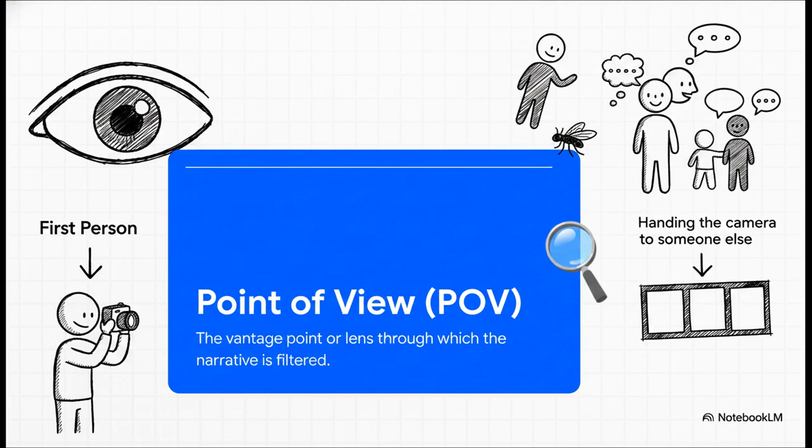You can be limited to just one character's mind, you can be totally omniscient like a god looking down, or you can be entirely objective and dramatic, just reporting what people say and do. Hemingway famously used the subjective POV in his short story Hills Like White Elephants, acting almost like a fly on the wall. Pro tip, if your story ever feels stuck, sometimes you literally just need to hand the camera to someone else.